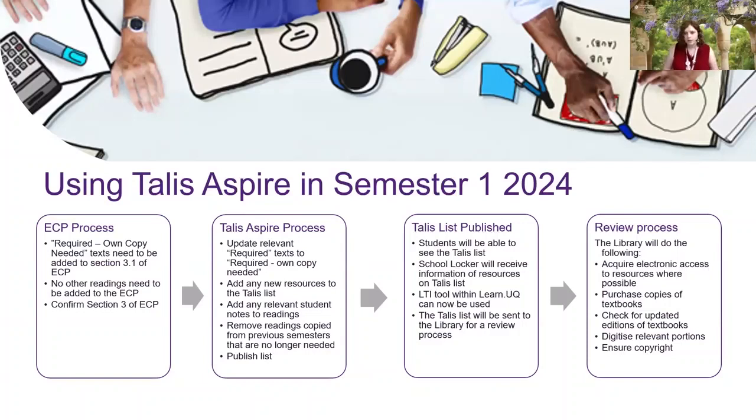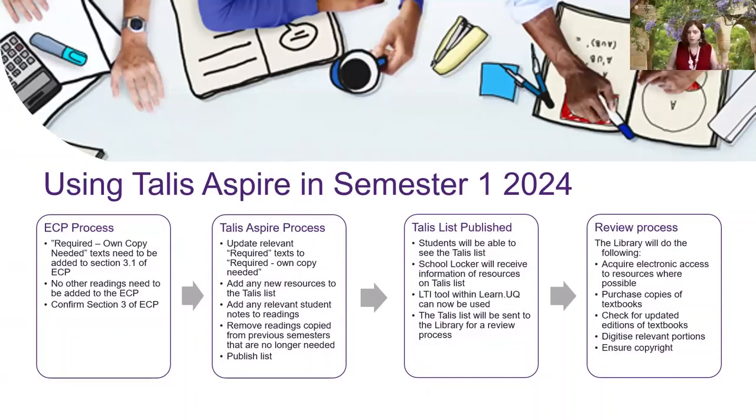After you've confirmed Section 3 of the ECP, you then move over to TALIS Aspire reading lists. We're going to show you obviously how to do all this in a second, but on TALIS Aspire, you need to go through and update any relevant required texts to required own copy needed if you expect students to buy them.